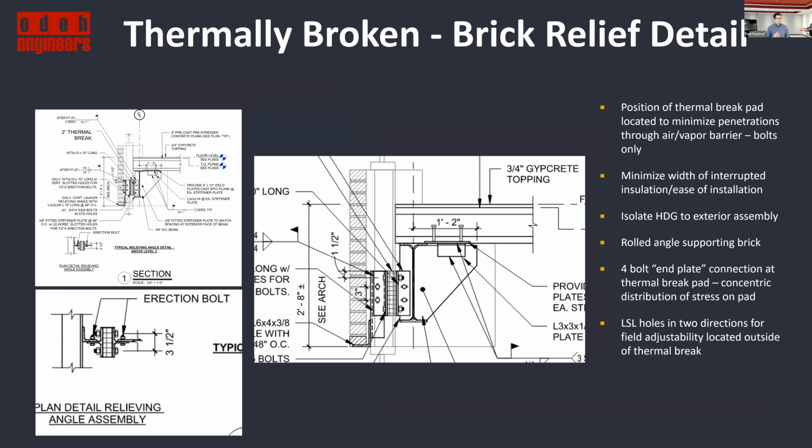And I'm just going to highlight on this detail here. So this is a 2-inch thermal break pad, sandwiched between 2 WTs with basically a 4-bolt end plate moment connection of sorts. The in and out adjustability is achieved through the long slots on the inside angle, and vertical adjustability on the outside angle, that then that welded assembly gets welded after fit up.